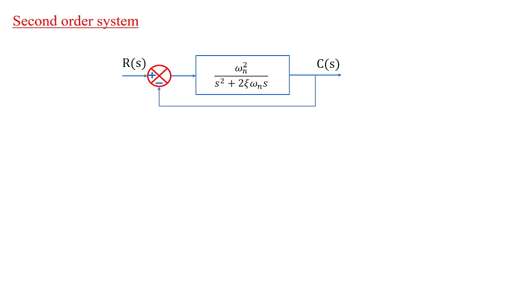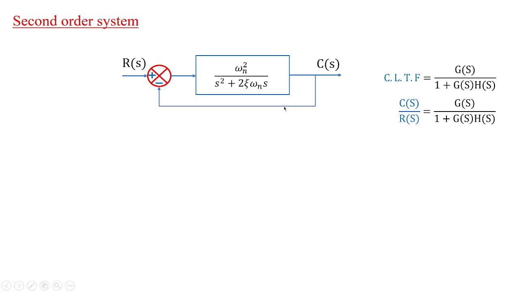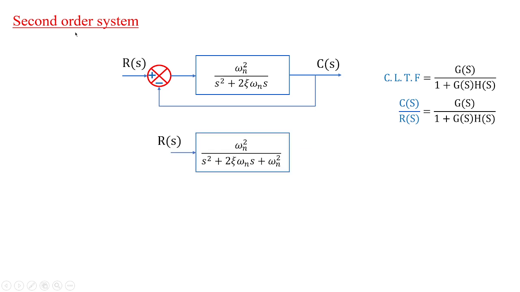In today's class, we are going to see about the second order system. This is the representation of a second order system where you have input R(s), output C(s), and a unity feedback gain. When you employ G(s) as omega n square by s square plus 2 zeta omega n s and H(s) as 1, you get the transfer function for the second order system, that is omega n square by s square plus 2 zeta omega n s plus omega n square.